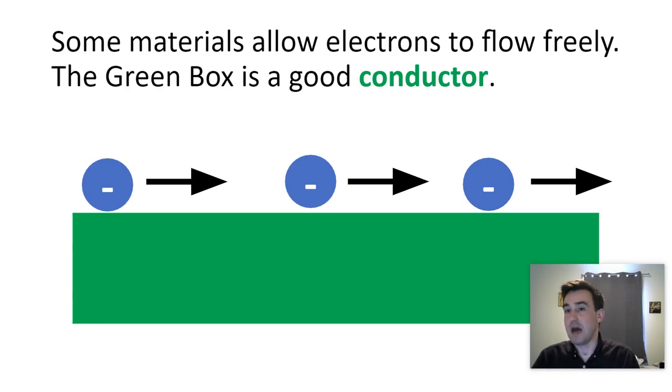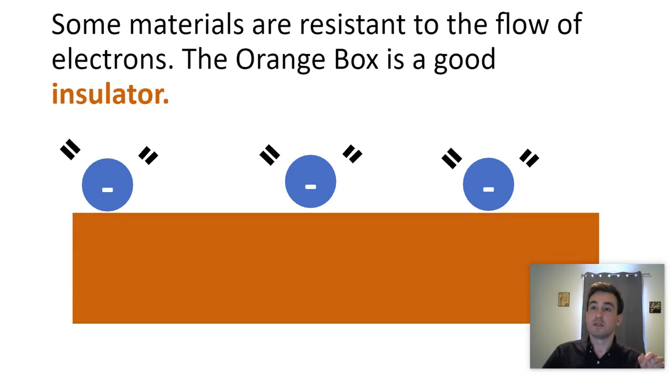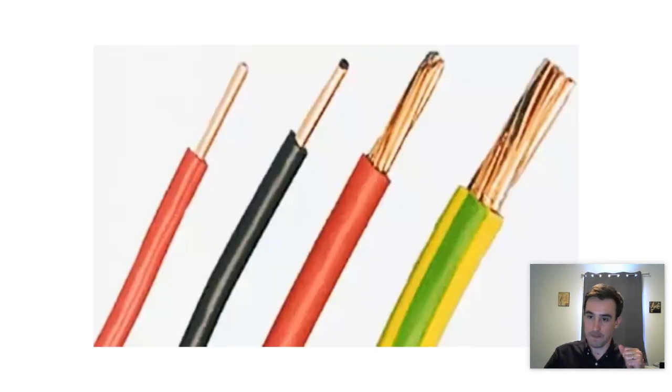Some materials, like this green box here, allow those electrons to move around. So we call this green box a good conductor. Some materials are resistant to the flow of electrons. So this orange box, the electrons are staying in place. So we call this box a good insulator.